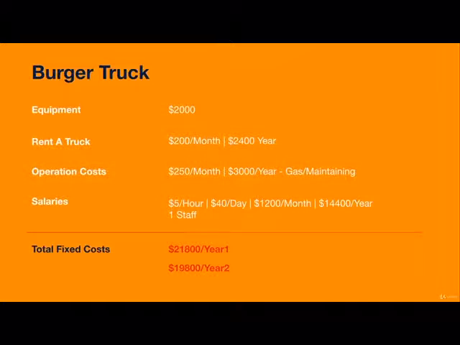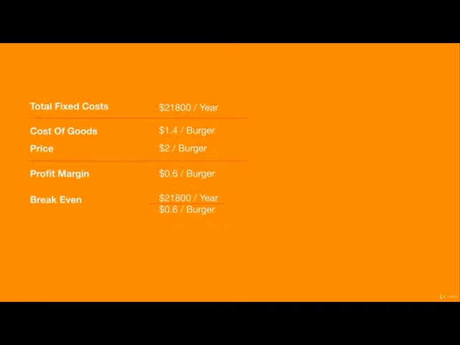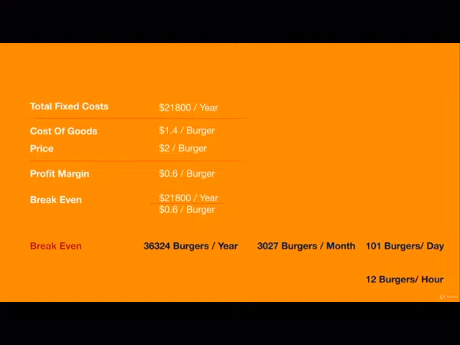Let's find your break-even for your first year in business. Your total fixed cost is $21,800. Let's look at cost of goods: $1.40 per burger. Your price will be $2 per burger. Your profit margin would be 60 cents per burger. Your break-even point is $21,800 a year divided by 60 cents, which equals 36,324 burgers per year. That equals 3,027 burgers a month and 101 burgers per day, which equals 12 burgers an hour if you operate for 8 hours a day.